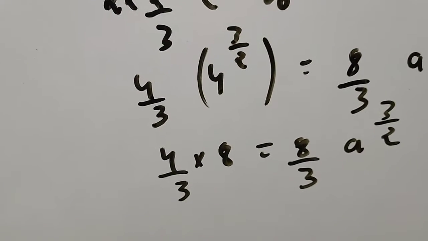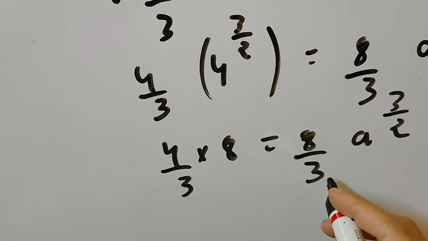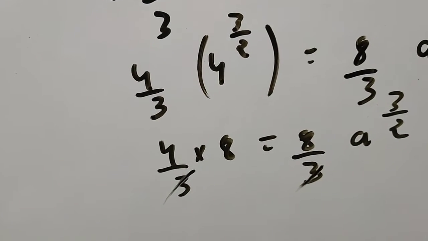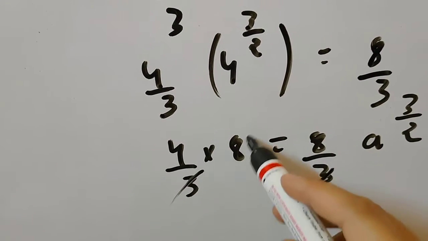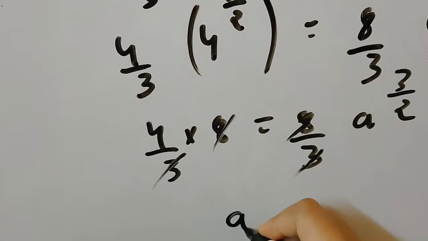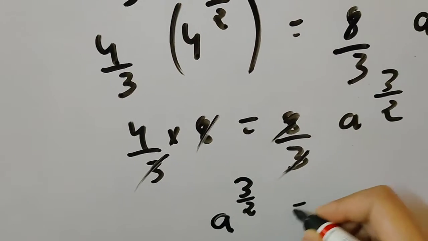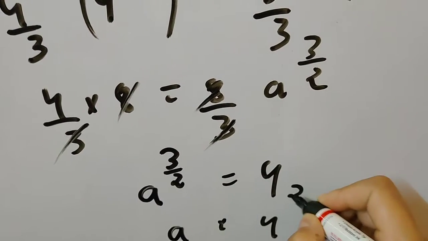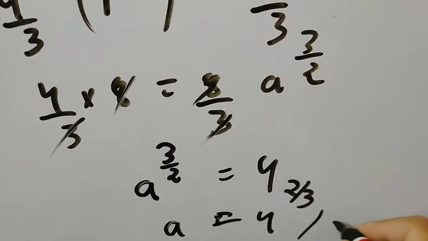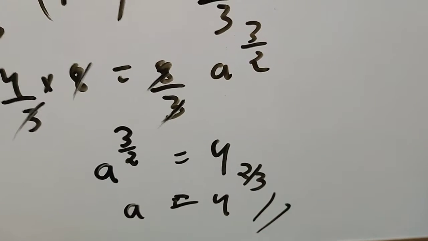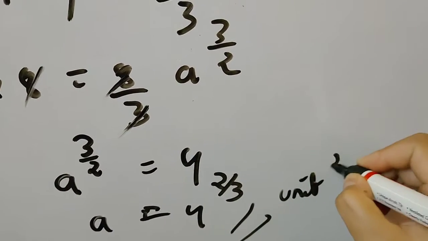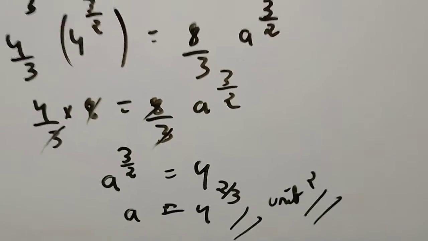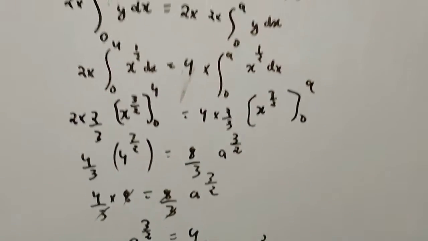Now if you bring it together, 3 and 3 get cancelled. Similarly 8 and 8 will get cancelled, so I will be left with a to the 3 by 2 equal to 4. I need the value of a, so it will be 4 to the power 2 by 3. A is equal to 4 to the power 2 by 3 unit square, which is my final answer. I hope this question is clear to you.